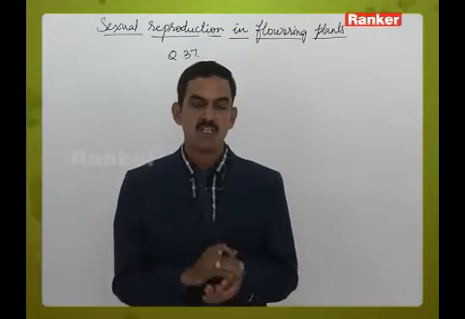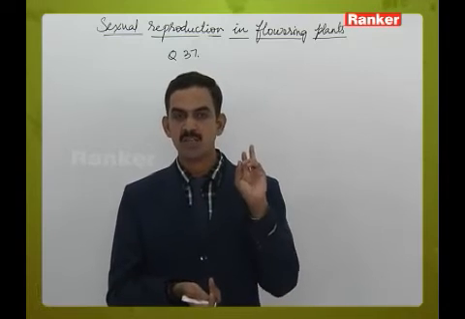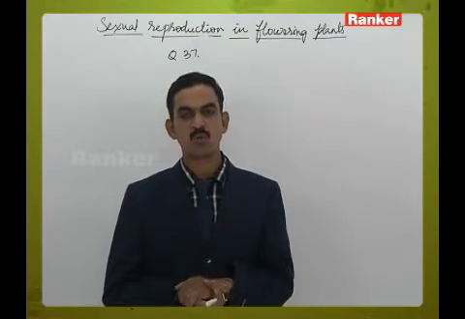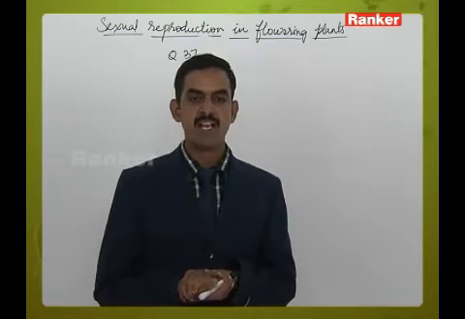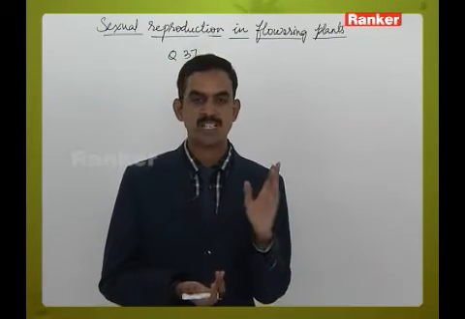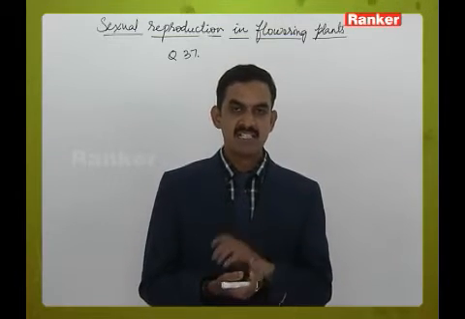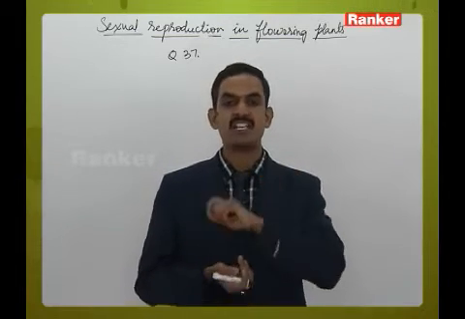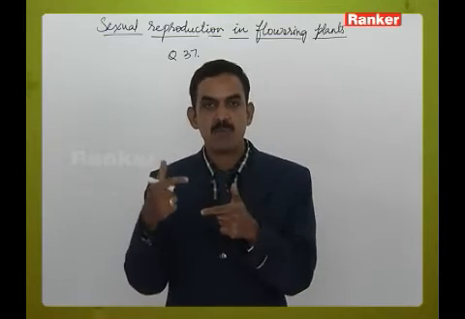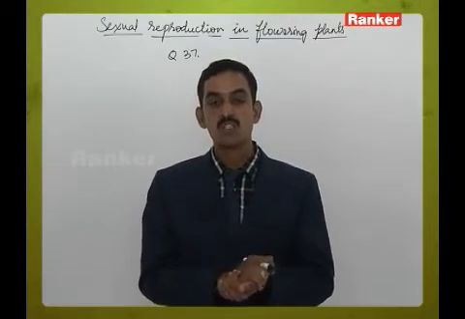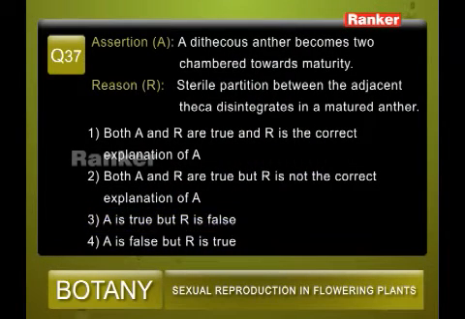Because of that, the two chambered cavity will be converted into one chamber, so in total the 4 pollen chambers are converted into a two chambered structure. That is, the dithecous anther becomes two chambered or bisporangiate towards maturity. So that is correct. But in the second option, the reason, it is given as sterile tissue between the adjacent theca. Actually it is not that tissue, but a tissue which is present between the pollen chambers that is disintegrated. So the reason is incorrect. So A is true and R is false.